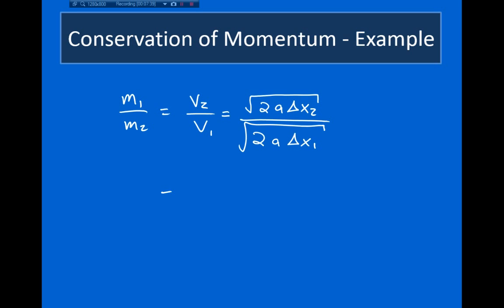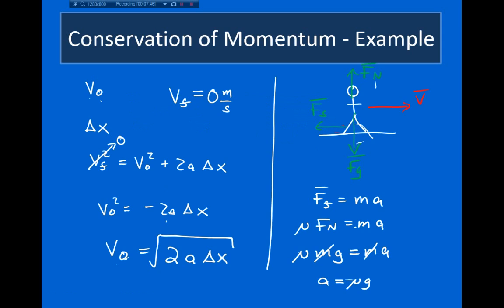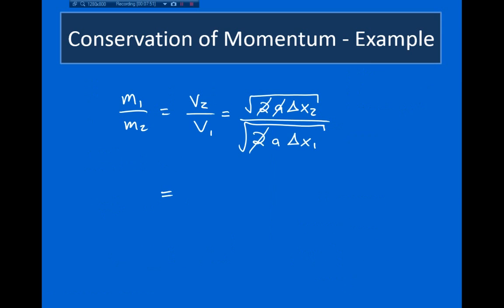Now what I can do is the 2's are the same, so I can cancel this out. The accelerations of the two skaters are the same. Remember, the acceleration was just mu times g, so that's going to be the same for both skaters as well. So we can see that the ratio of the masses is just equal to the ratio of the square root of delta x2 over delta x1. And since skater 1 travels twice as far as skater 2, the number in the denominator is twice as big.